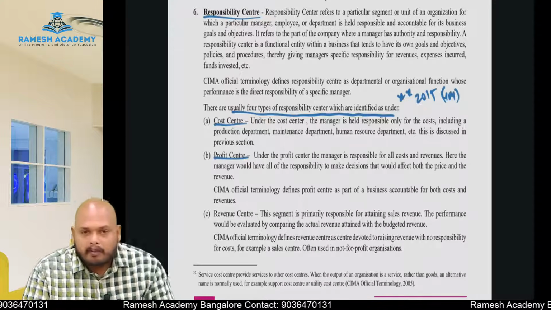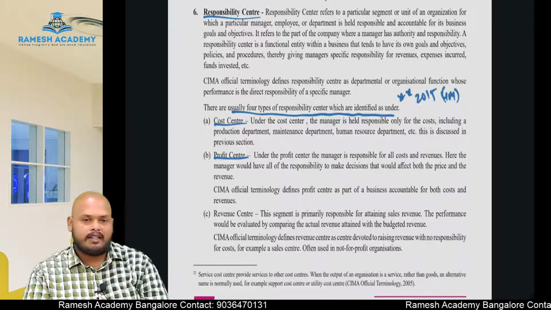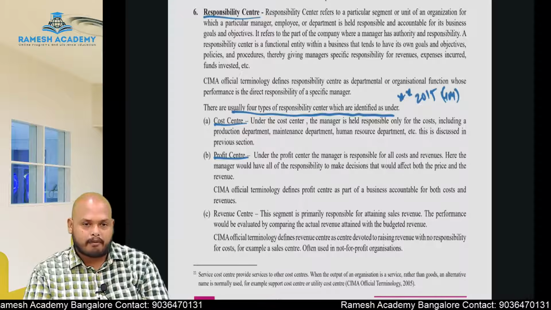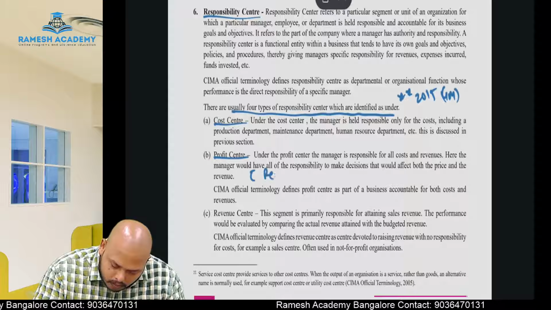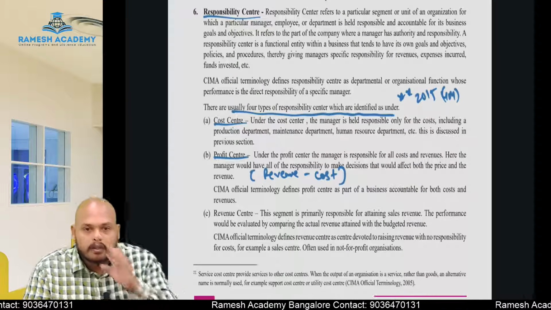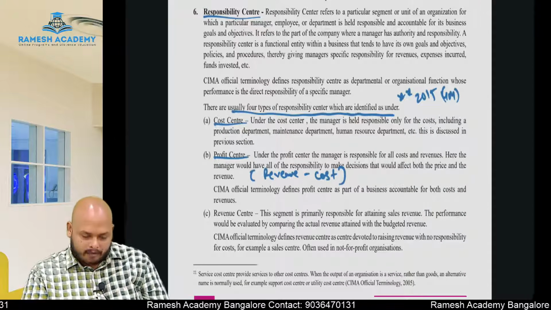Profit center. Profit center is basically responsible for generating the profits in the organization by doing business. How can they generate the profits? Simple. Revenue minus cost. From the revenue, we have to minus the cost. Then the resultant figure, we will call it a profit.